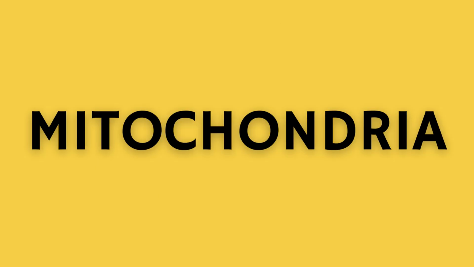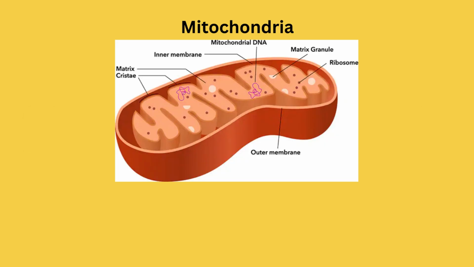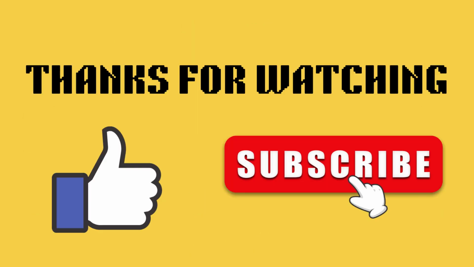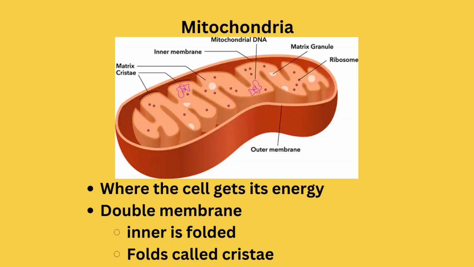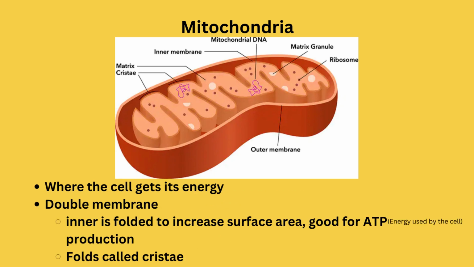The final organelle we will be discussing today is the mitochondria. The mitochondria is the powerhouse of the cell. It is essentially where the cell gets its energy from in order to complete certain functions. The mitochondria have a double membrane, in which the inner membrane is folded, and these folds are called cristae. You might be wondering why it's folded, and it is folded in order to increase the surface area, which has a positive impact on ATP production, which is the energy used within the cell.